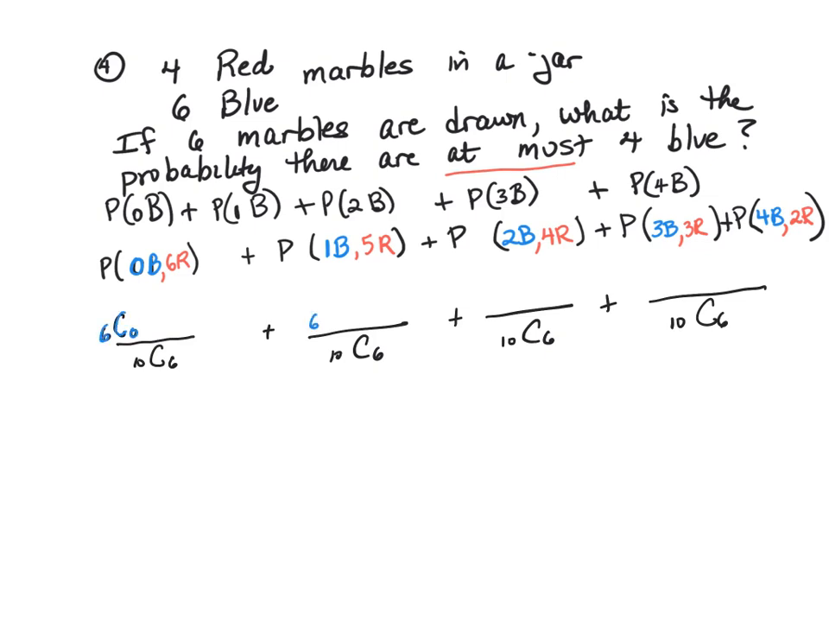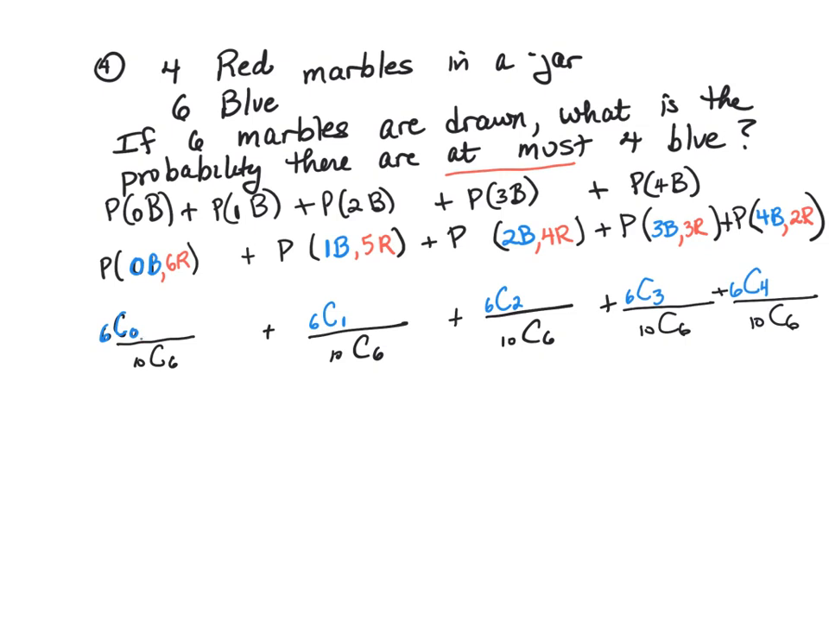6C0. This one would be 6C1. This one would be 6C2. This one would be 6C3. And I think I forgot one. Oh, let me just correct it. All right, so with a little bit of editing, to pick 0 from the 6 blue is 6C0.